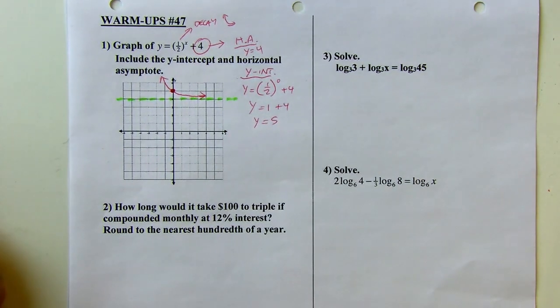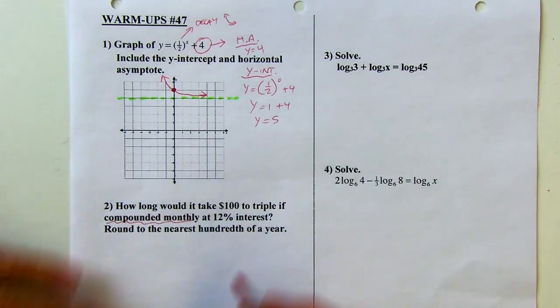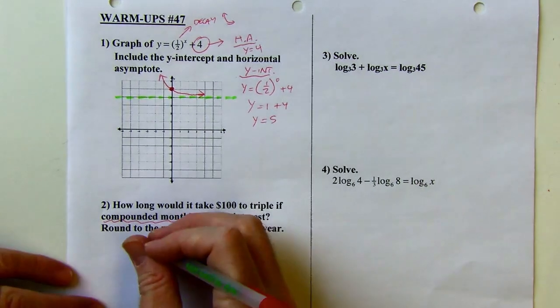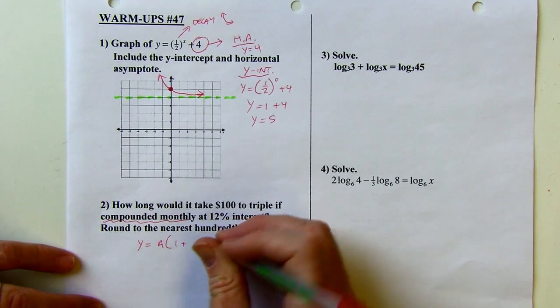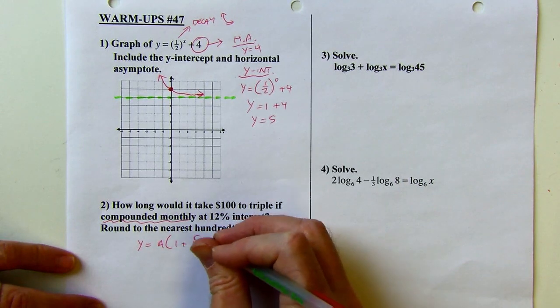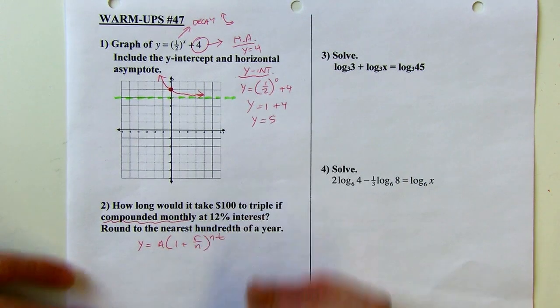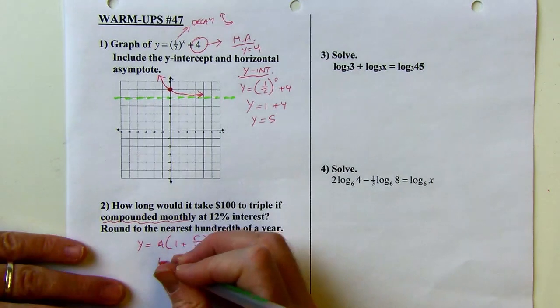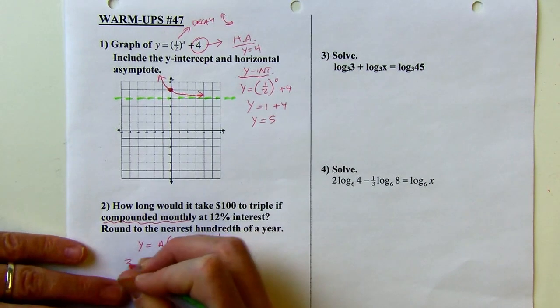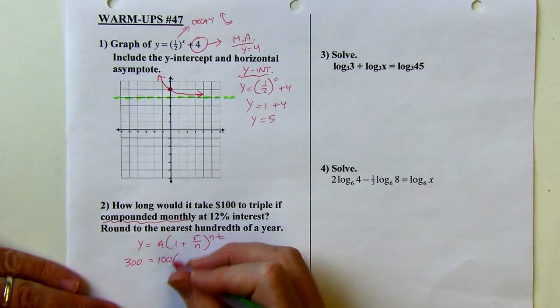Next up, how long would it take for $100 to triple if compounded monthly at 12% interest? Okay, so compounding monthly means I'm going to use the exponential growth formula that has the n's in it, the compound formula, like so. Okay, so $100 is my initial amount, and we're going to triple that, so we're going to end up with $300.